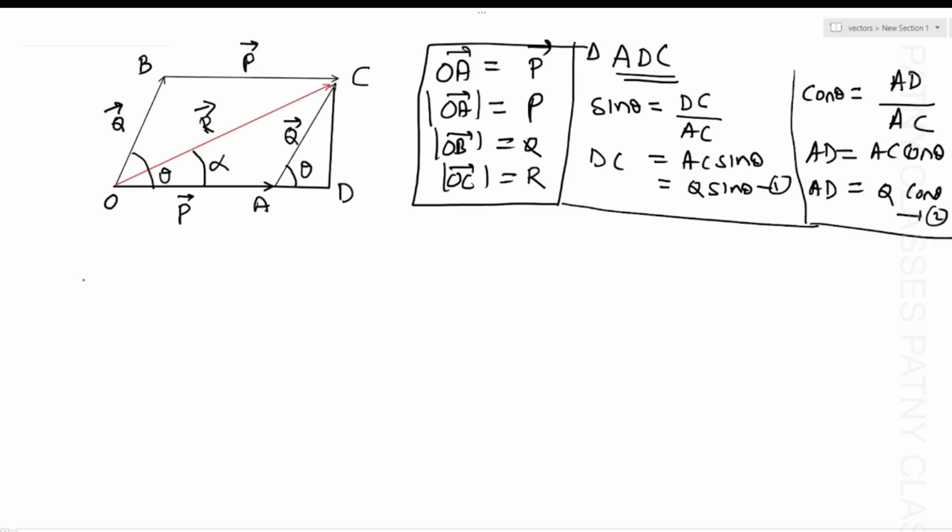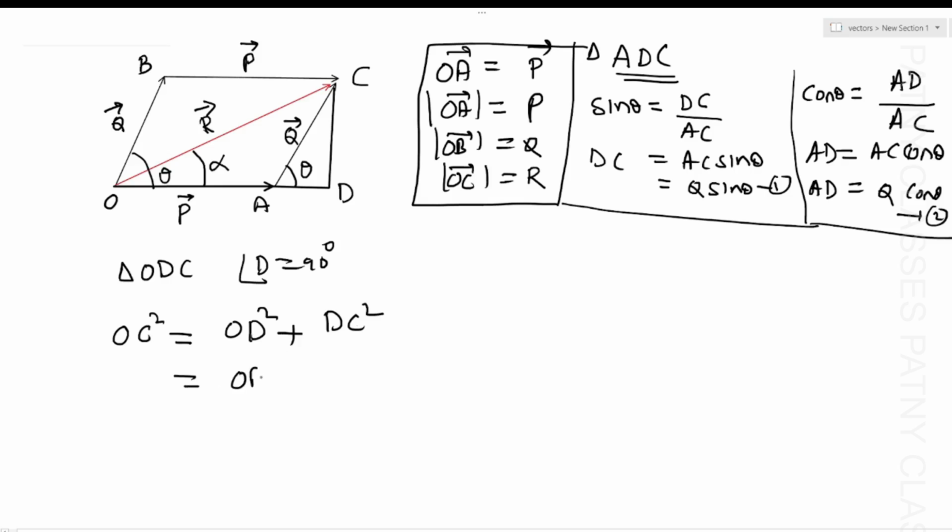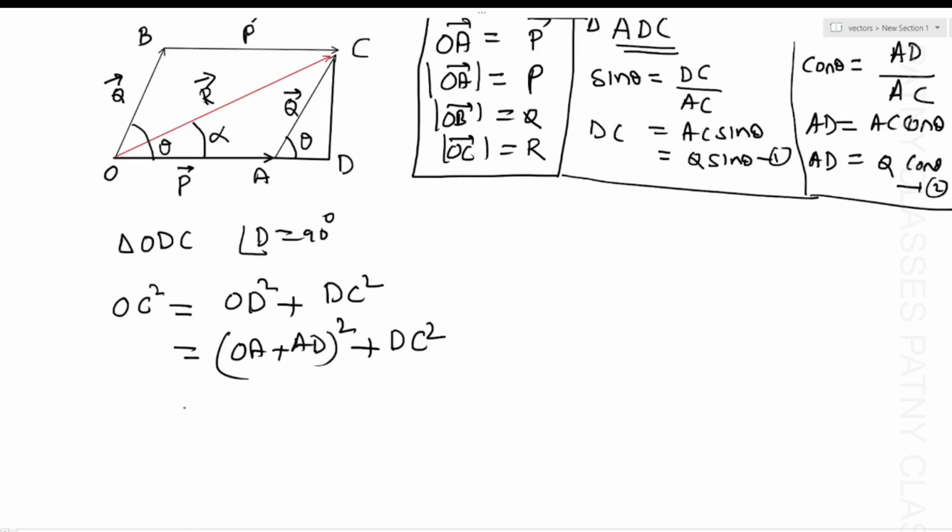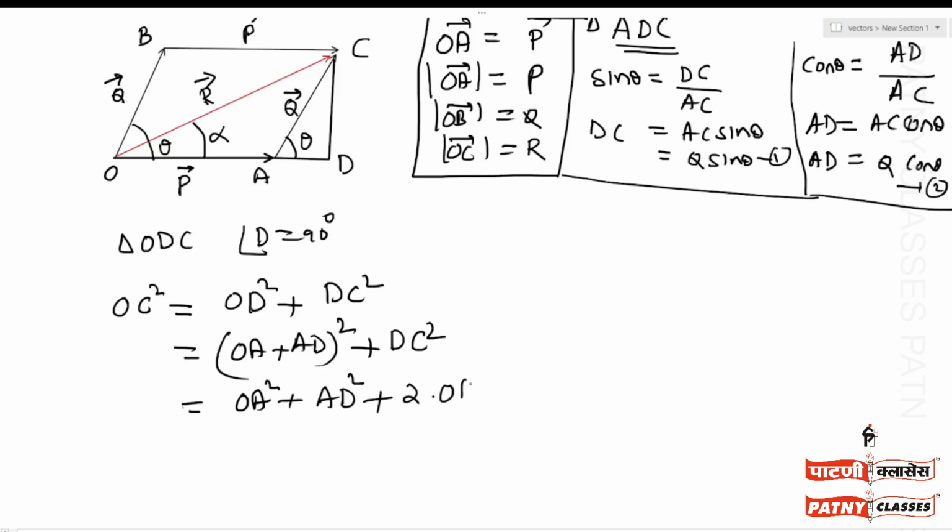Now we consider the bigger triangle. The bigger triangle is triangle ODC, and in this angle D equals 90 degrees. So I am applying the Pythagoras theorem. OC square equals OD square plus DC square. OD is nothing but OA plus AD. So OC square equals (OA plus AD) whole square plus DC square. Now, OA square plus AD square plus 2 OA AD plus DC square.